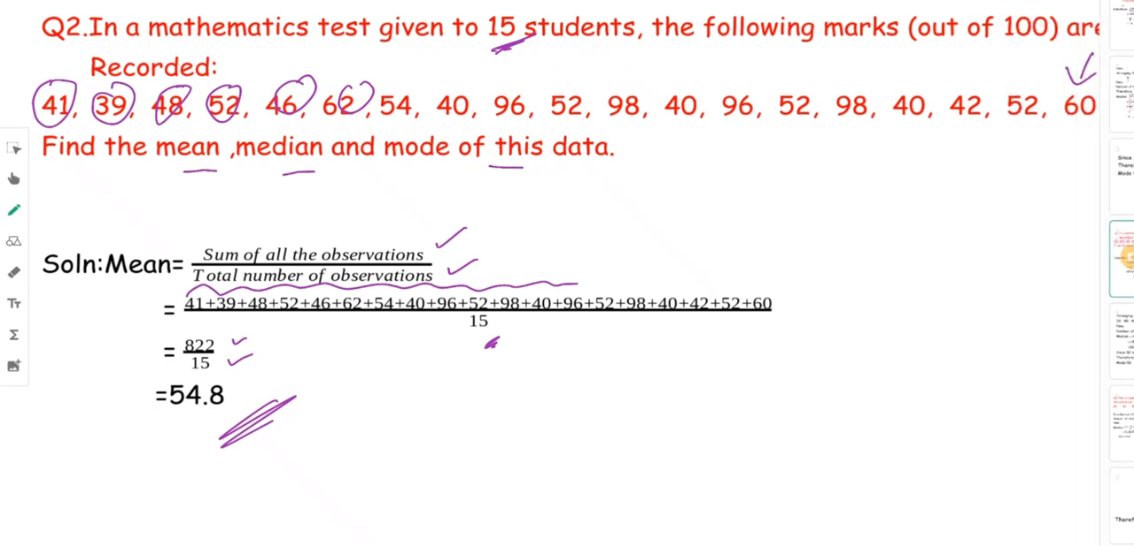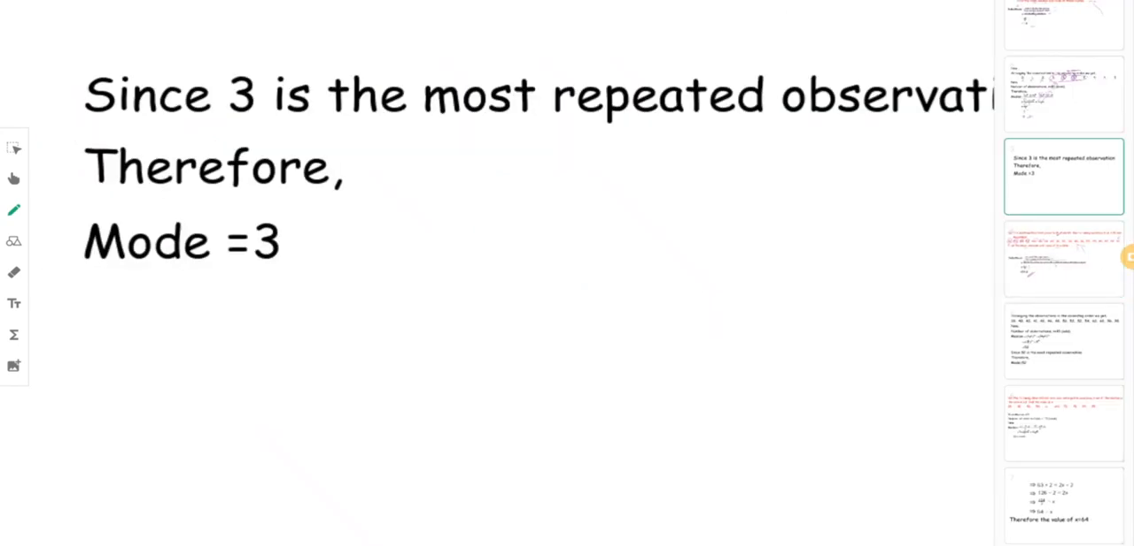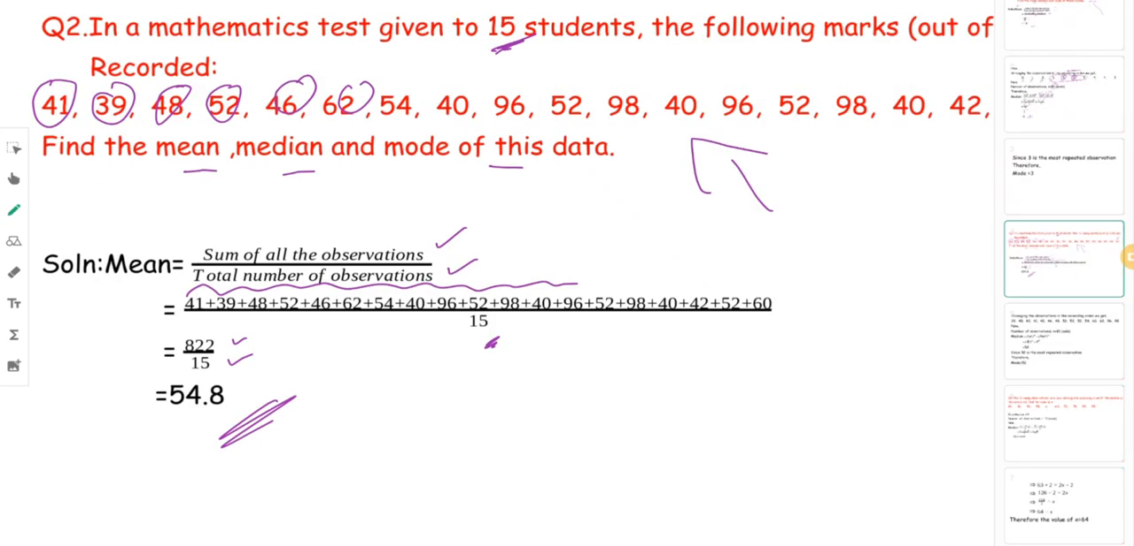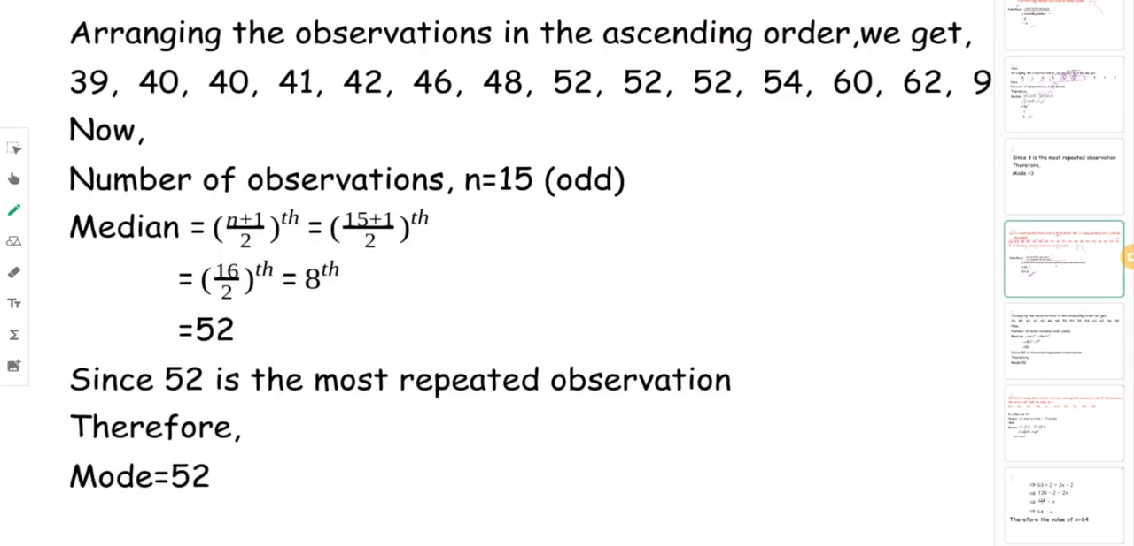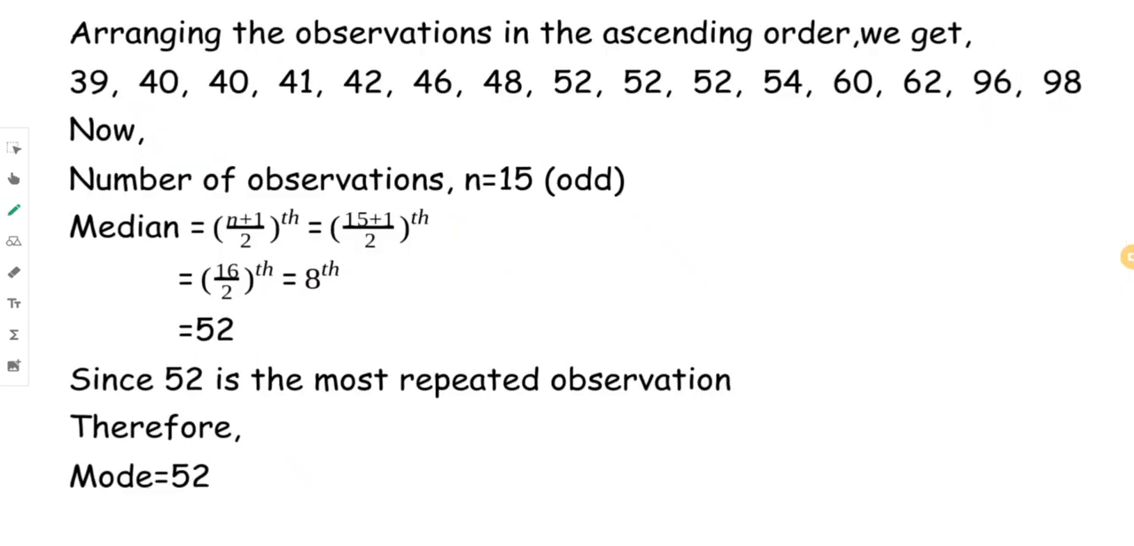All right, now let's find the median. So once again, remember that while we're trying to find a median, I have to arrange the observations in ascending or descending order. All right, so what did we do again? I've arranged the observations in ascending order again. If you see the number of observations, how much is it? It is 15, right? Which means it is odd.